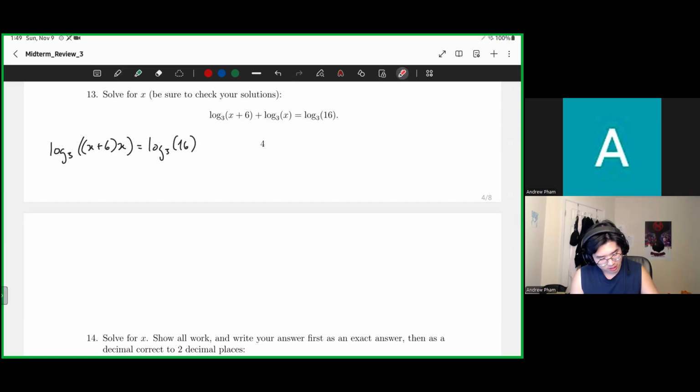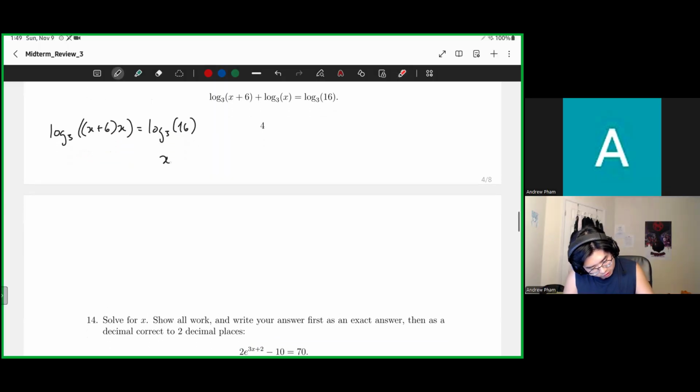Now look, I have one term on the left-hand side of log base 3 and one term on the right of log base 3. So they must be equal, so their arguments must also be equal. You simply set the inside of the parentheses equal to each other. So you have x squared plus 6x is equal to 16. And this is just a quadratic, so we can solve this.